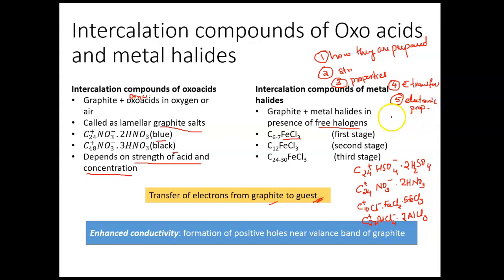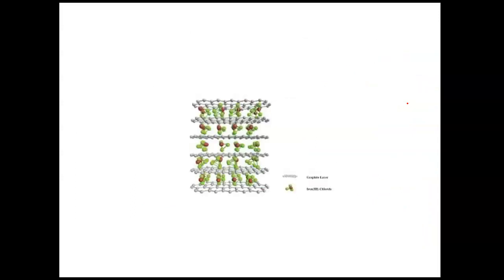Another important thing is you have to give some examples also. So important factors that you have to mention while you are mentioning intercalation compounds of oxo acids and metal halides. So this is an example for the intercalation compound formed by graphite and FeCl3. You can see between the layers of graphite the FeCl3 will be placed.